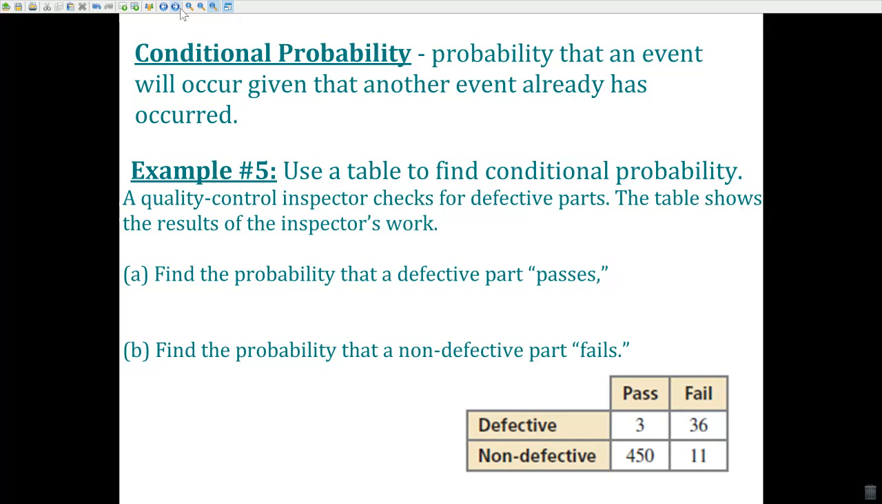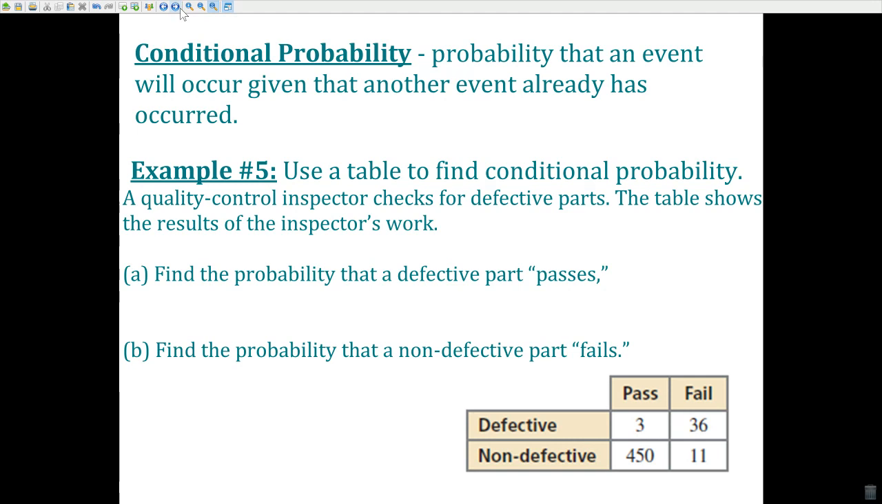Yes, I know these are long examples and I'm talking a lot, but it is important. We're getting down to the final couple pages here. Conditional probability: the probability that an event will occur given that another event has already occurred. Okay. So let's see what we're going to be doing. Oh no, we're not quite there yet. Never mind. I'll get there when we get to the last couple examples.